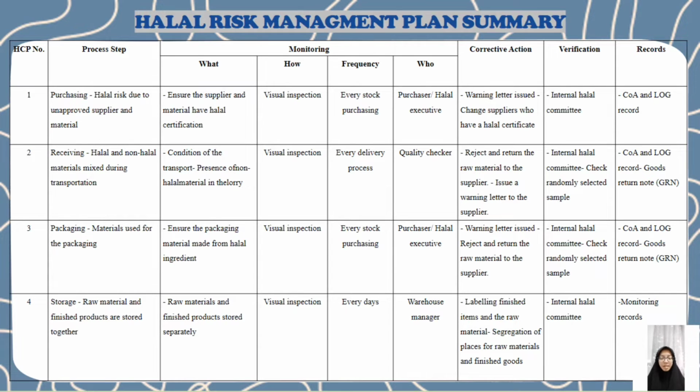The last HCP is during storage operation, where the raw material and finished product are stored together. The warehouse manager must ensure the raw materials and finished products are stored separately. For this step, the corrective action that can be taken is labeling finished items and raw materials and segregation of places for raw material and finished goods.